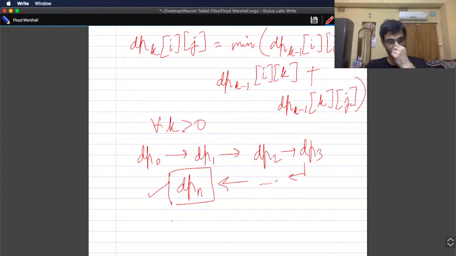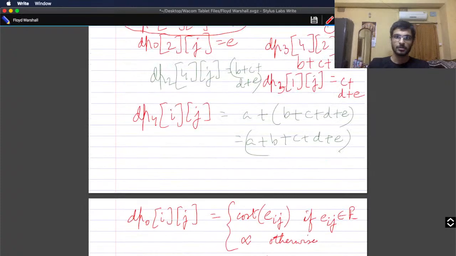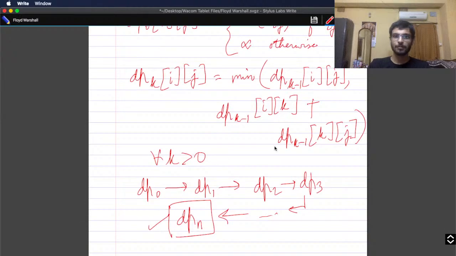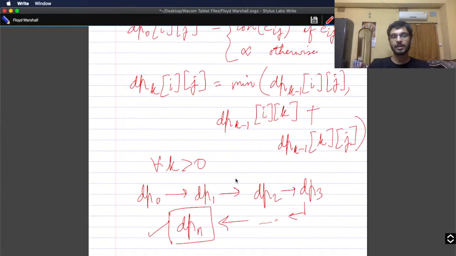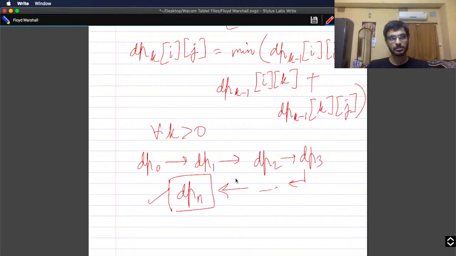So what can we say? This can be easily solved in a tabular manner. If we have different matrices, we can solve it, right? We can easily form different matrices. How many matrices will be made? From dp0 to dpn, there are n plus 1 matrices, right?